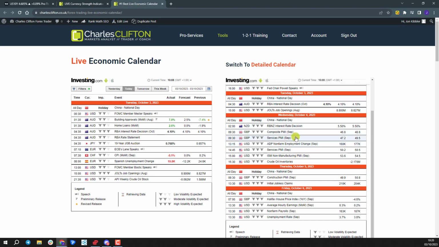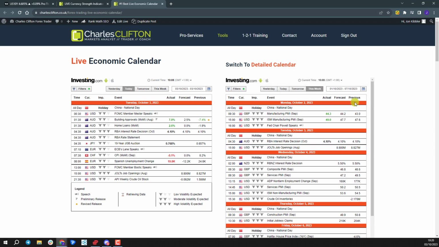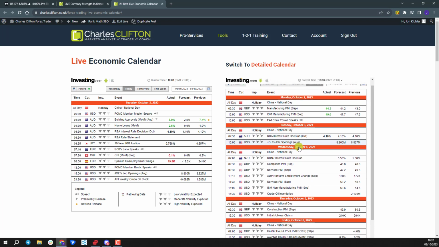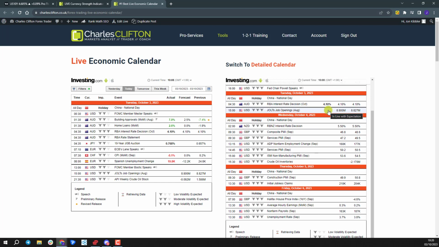If you have a little look at what's coming up for today, we've got the US JOLTS job openings coming up at 3 p.m. So that's obviously going to affect the US dollar going into today's session. It is expected to come in a little bit lower than previous. It says 8.827 million on the previous here, forecast 8.8 million, so a little bit of a decline there, so that could affect the dollar's position.